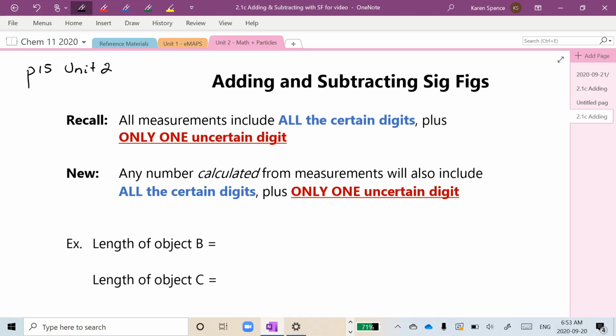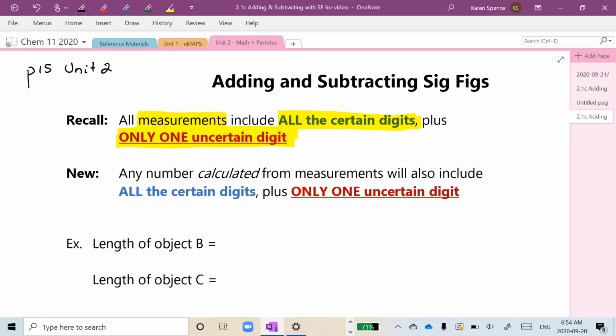significant figures is, and significant figures are used for measurements. Remember, your exact numbers have infinite sig figs, but a measurement includes all the certain digits plus only one uncertain digit. I'm going to try to color code my certain digits in blue during our time here today, and I'm going to color our uncertain digit red.